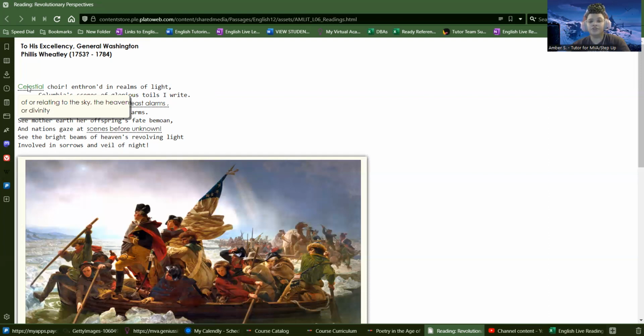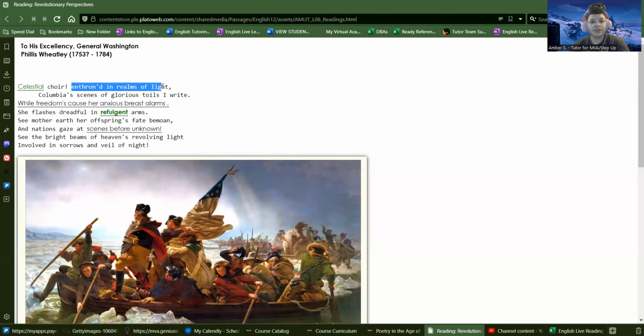At first, heavenly used to refer to just the sky on its own, but because a lot of religions believe that heaven is somewhere very high in the sky, the words heavenly and celestial not only have to do with the sky, but also have to do with religious, holy things, divinity, as they say here.